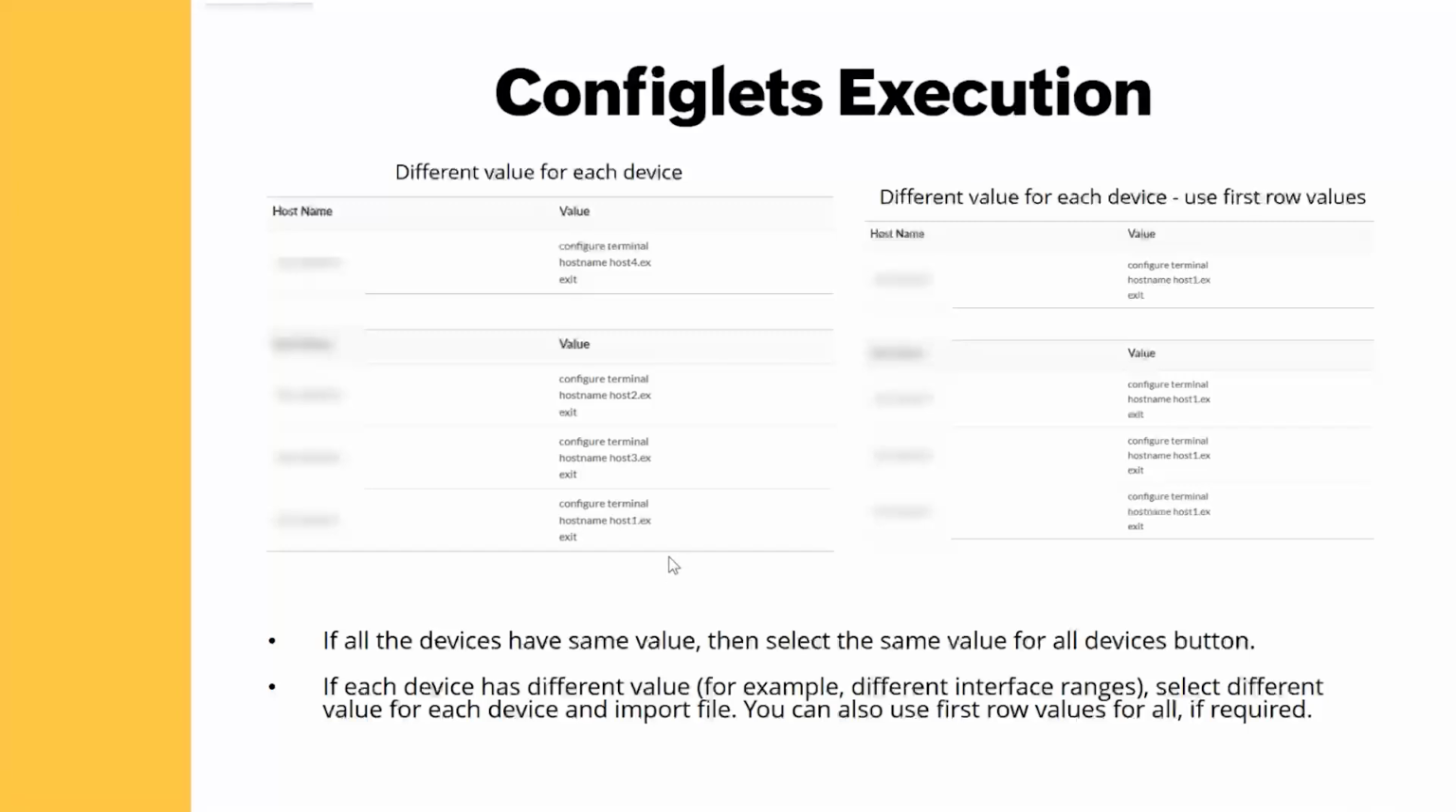Here's an example of that shown on the slide. On the left side, you can see the different values for each device, such as the unique host names. On the right, the use first row value for all box is checked. In this case, the value from the first row, like the host name, is applied to all the devices. So this is how configlet execution works with different values for each device.